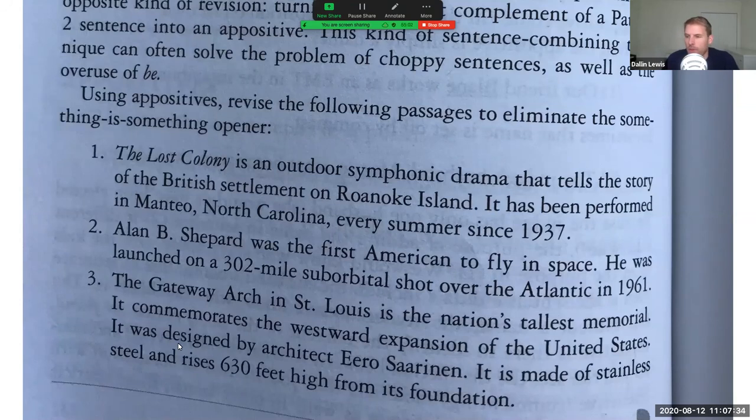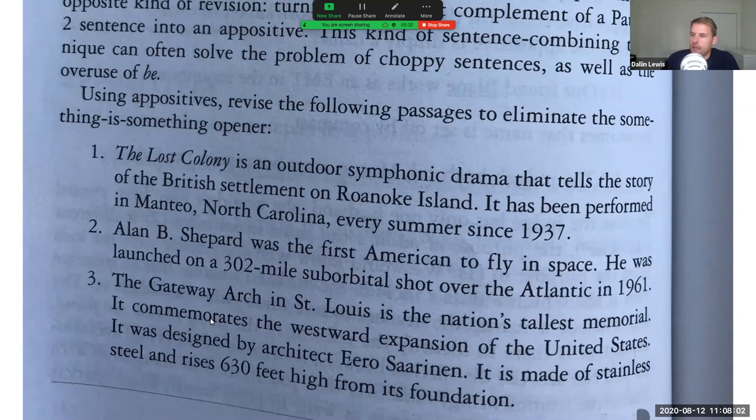Like I said before, one thing I like to do if I'm going to combine things is to find the best verb and to make that my primary verb. I like commemorates, so I'm going to try to fit everything else in around it. I would say, the Gateway Arch in St. Louis, the nation's tallest memorial, commemorates. I don't want to go into commemorates yet because I got to get all this information about it before the commemorate.